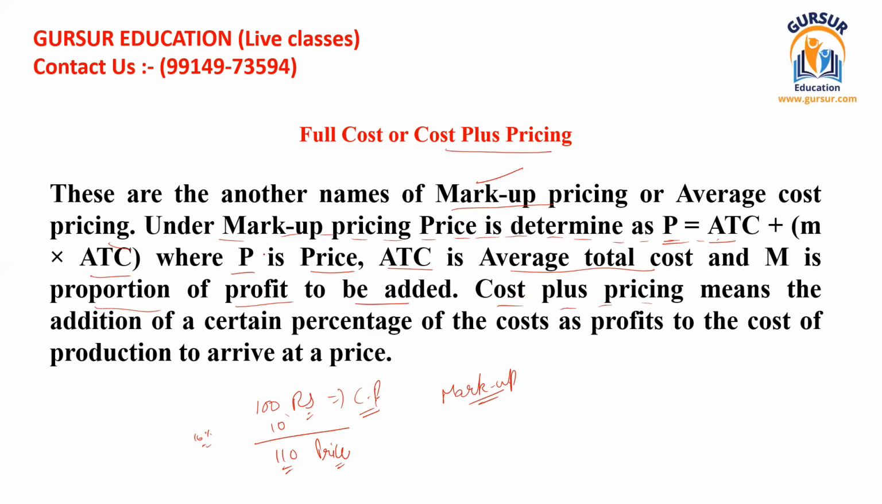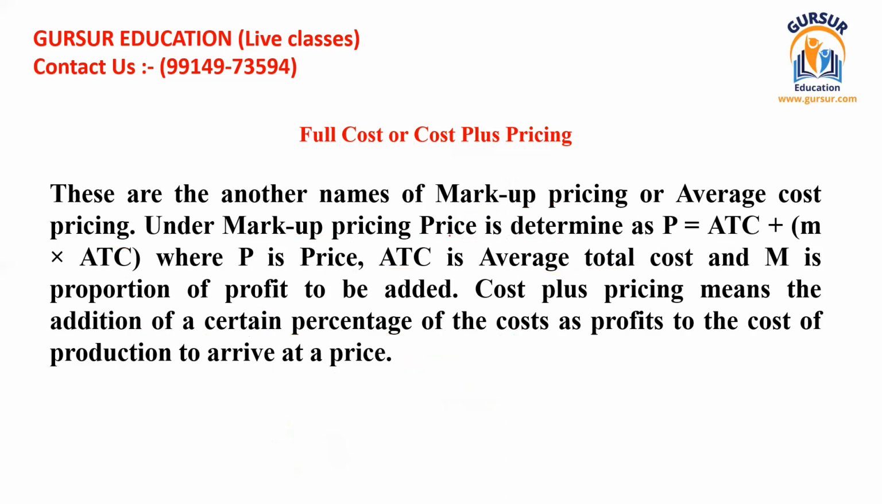So cost plus pricing means addition of a certain percentage to cost as profits to the cost of production to arrive at a price. So it is the structure which I have given you information about. If the total cost you have to bear to produce a product is 200 rupee, and you add a specific percentage, suppose 10%, that will be 20 rupee, and the total price to be charged shall be 220 rupee. So this is the first type of pricing.